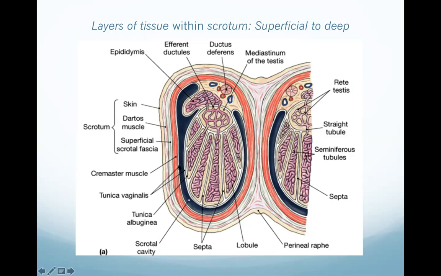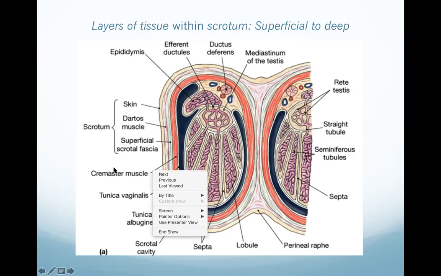So we have the parietal vaginalis and the visceral vaginalis, basically the serous membranes that line the scrotal space and then cover the testicular tissue. And then just underneath that, we have this really thick white layer, that's the tunica albuginea, and then the septa.